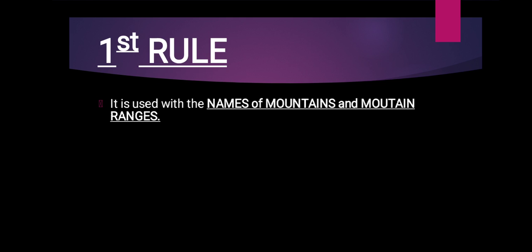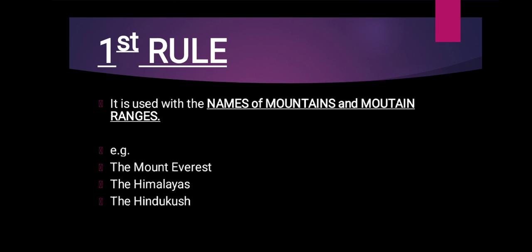The first rule is that it is used with the names of mountains and mountain ranges. Whenever there comes the name of a mountain or a mountain range, the article "the" will be used. For example, the Mount Everest and the Himalayas and the Hindu Kush.